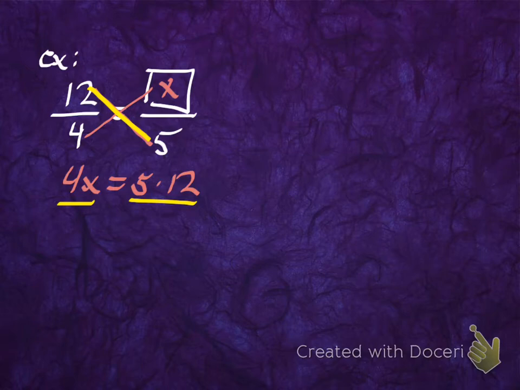Just leave it as 5 times 12. You'll see why in a second. How do I get rid of 4 times x? How do I get rid of the 4? I don't know. Well, what's the opposite of multiplying by 4 if I want to get x by itself? Divide. Divide by 4. Remember doing these equations?